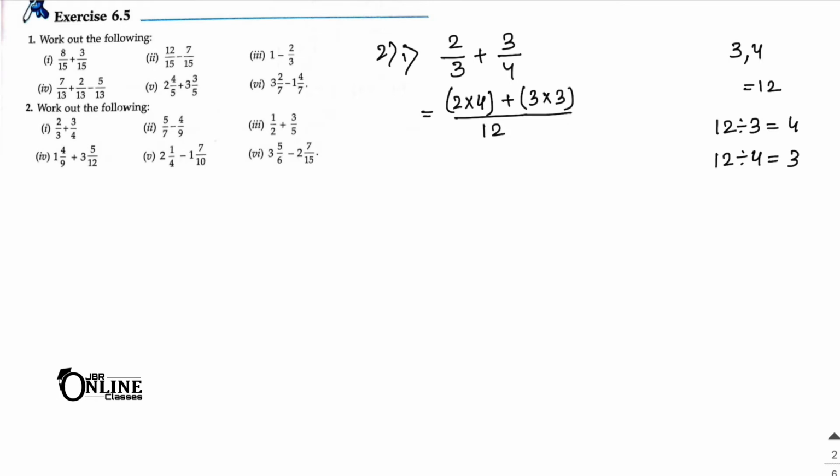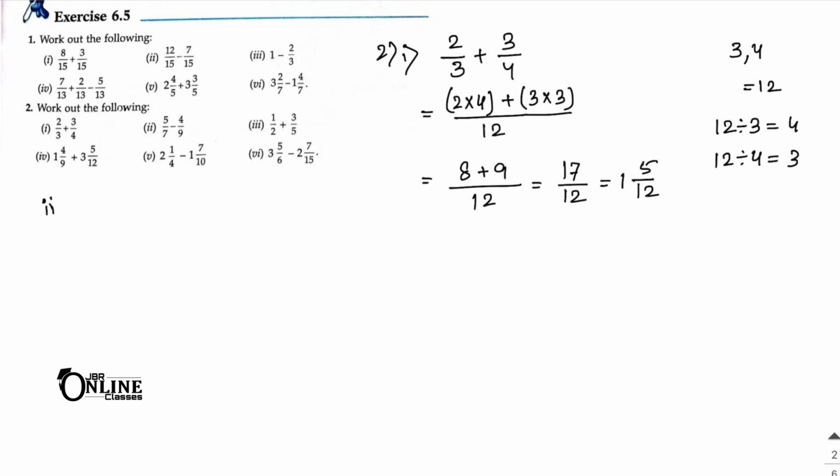First, you have to divide the LCM by the denominator, and then you have to multiply it with the numerator. So it's 8, it's 9 by 12. So that equals 17 by 12. You can also convert it into a mixed fraction, and it will be 1 whole 5 by 12.